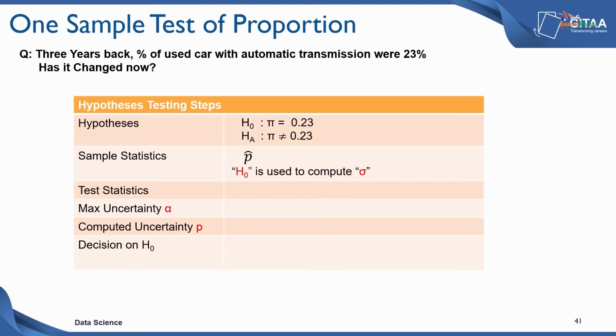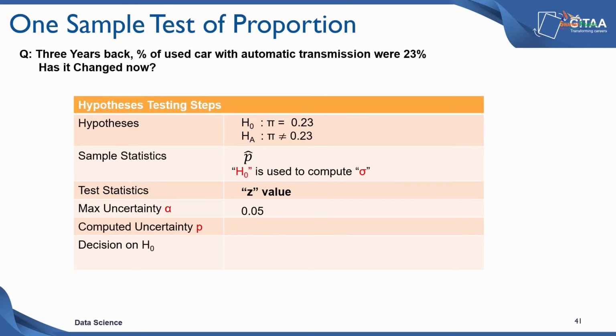And H0, which is pi equal to 0.23, is the value that is going to be used to compute the sigma. If you remember, the formula for sigma for a proportion is the square root of pi times 1 minus pi, divided by the square root of n. So we are going to use the 0.23 value in the computation of sigma for the test statistic. The test statistic we are going to use is the z value. We could have used either a binomial distribution or a normal distribution, but because we are using a sample size of about 1000, we feel the results are not likely to be very different, and therefore we are going to use the normal distribution and the z value.